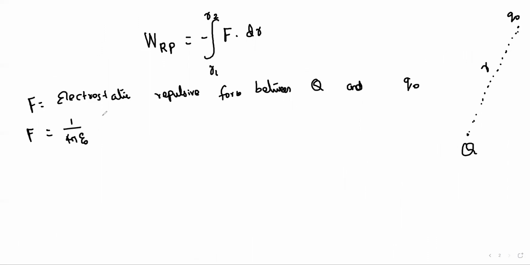1 by 4 pi epsilon 0. Which charge, Q or q0? Oh, Q into q0 by r square. Fine. Okay, so this is the electrostatic repulsive force. So to face this force, we need to do some work.